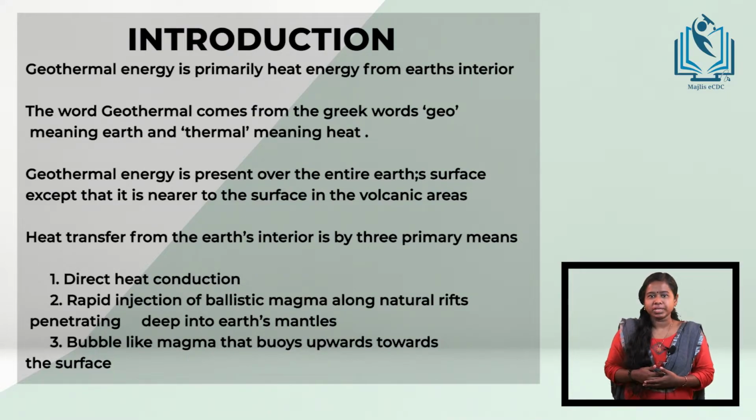Heat transfer from the Earth's interior is by three primary means. One is direct heat conduction, second one is rapid injection of ballistic magma along natural rifts penetrating deep into Earth's mantle, and third one is bubble-like magma that boils upwards towards the surface.